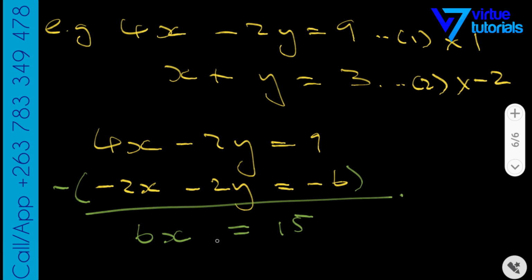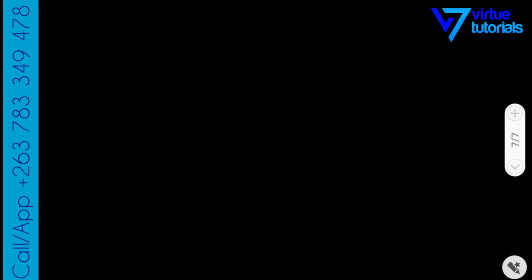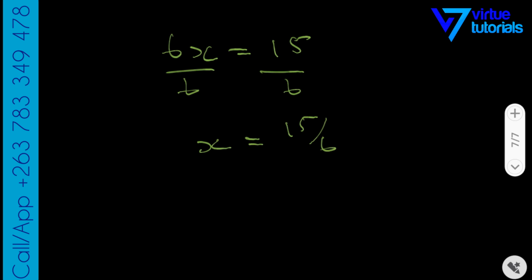So now I have 6x is equal to 15. I can solve that. I can divide both sides by 6. Then I'll get x is equal to 15 over 6. In lowest terms, if I divide both by 3, I'll get x is equal to 5 over 2. So now I know the value of x.